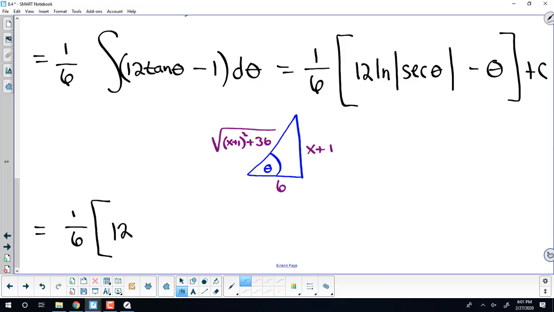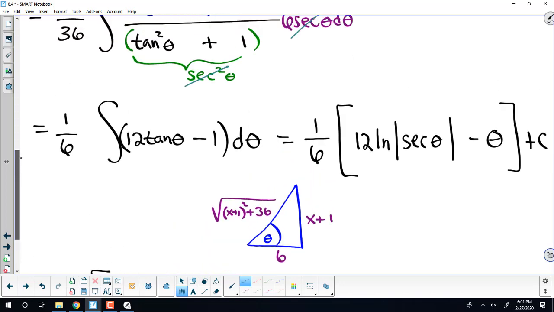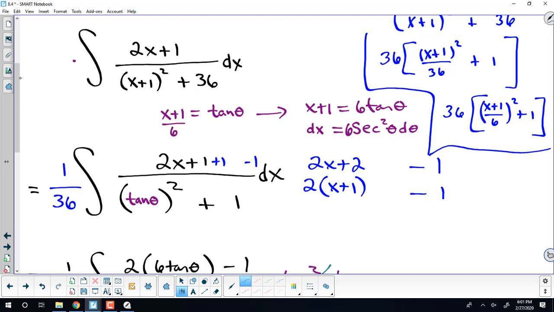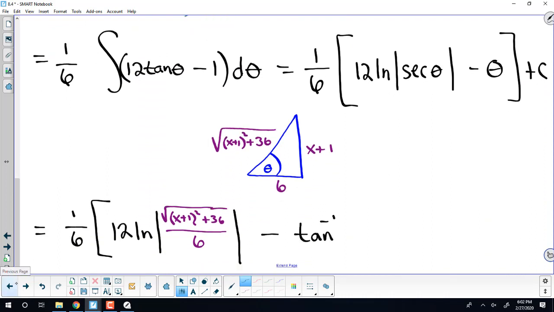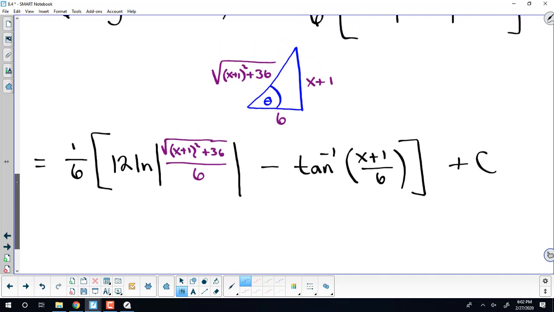So 12 natural log of absolute value of secant theta. So that's going to be the square root of our (x plus 1) squared plus 36, over 6, and then we have minus theta. I forgot our substitution. So our theta was going to be based off of our substitution here. So theta is going to be the inverse tangent of (x plus 1) over 6. Plus C.